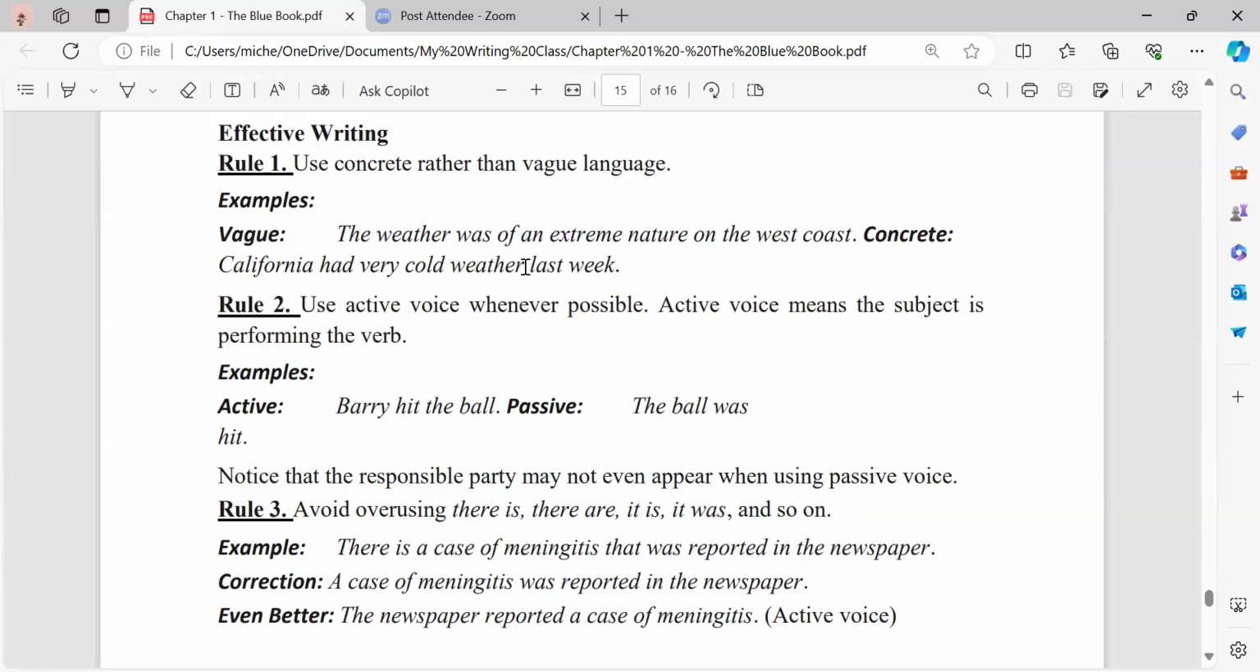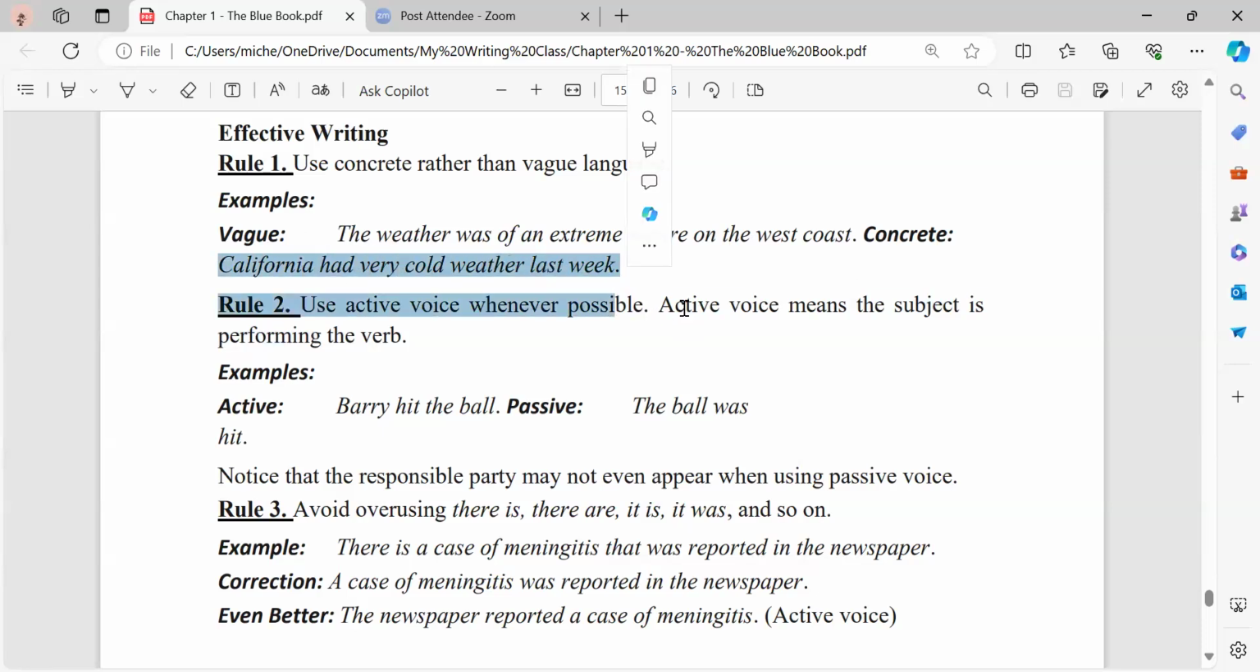So okay, something like this. The first sentence right here doesn't really describe anything. "The weather was of an extreme nature on the west coast" just says that it has an extreme nature of weather. And then the concrete one, we're talking about "California had very cold weather last week."